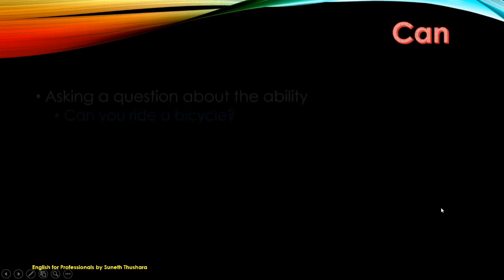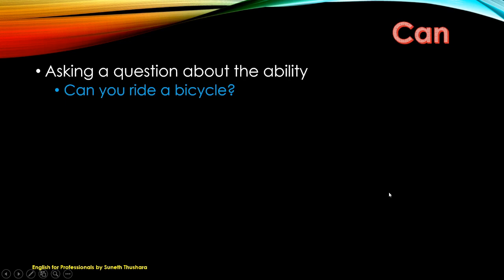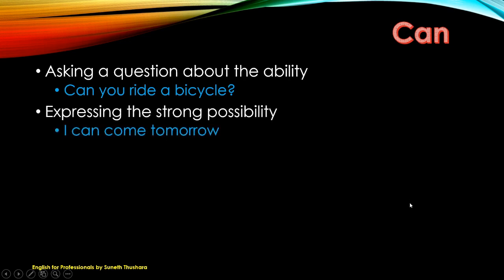Then how can you use can? Asking a question about ability. Can you ride a bicycle? That means whether you are able to ride a bicycle, not whether you are allowed to ride a bicycle. This is about whether you are able to ride a bicycle.